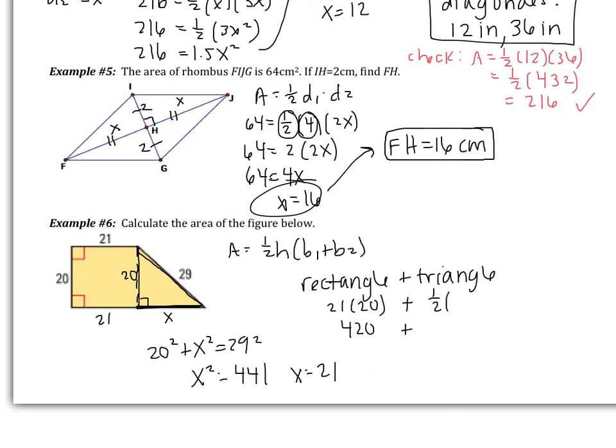Triangle is 1/2 base times height. The base is x, which I just found to be 21. The height is 20. It's the same as the height of the rectangle. This ends up being 210. Now when I add them, I get the total area to be 630 units squared.